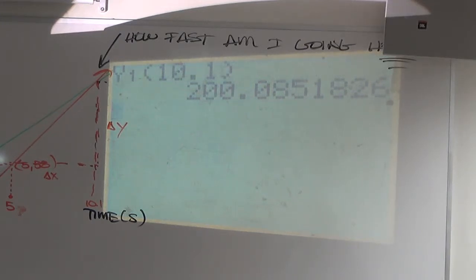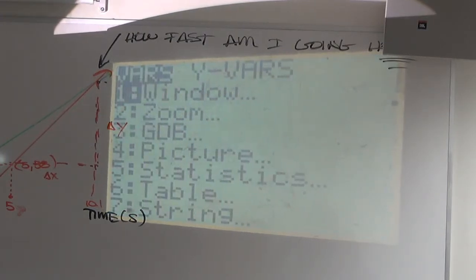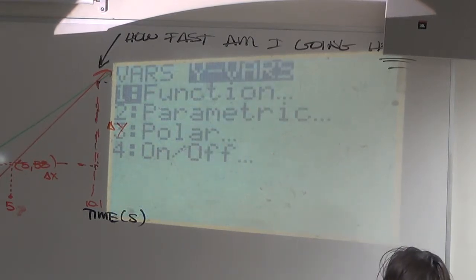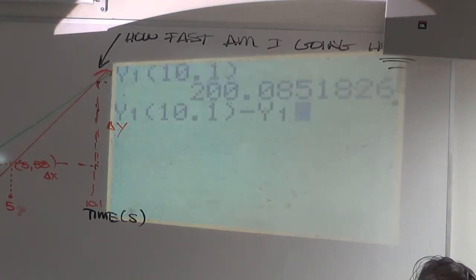Now, everybody, second enter. If you press second enter, you should get Y1 of 10.1 back again, yes? Everybody, minus. Okay, so far? Vars, right, enter, enter. You see a second Y1 there now, yes?